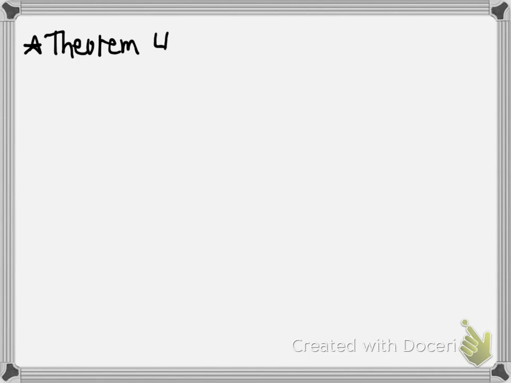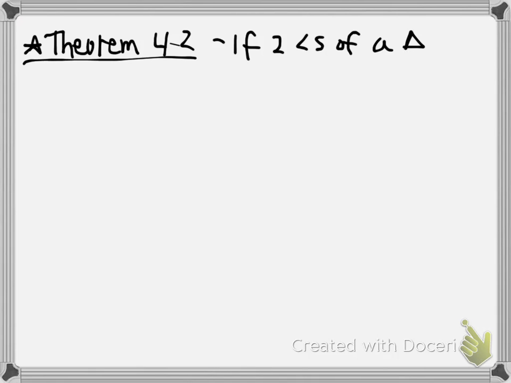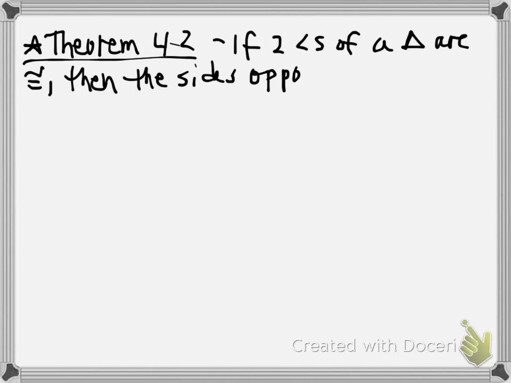Oh, blah, blah, blah. Theorem 4-2. If two angles of a triangle are congruent, then the sides opposite those angles are congruent. So what does that sound like?